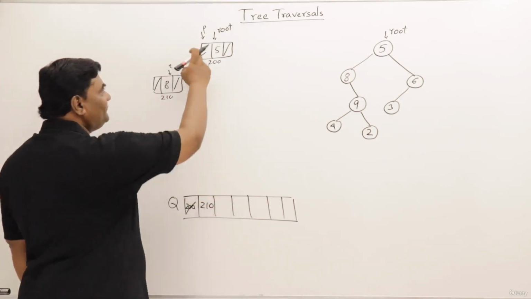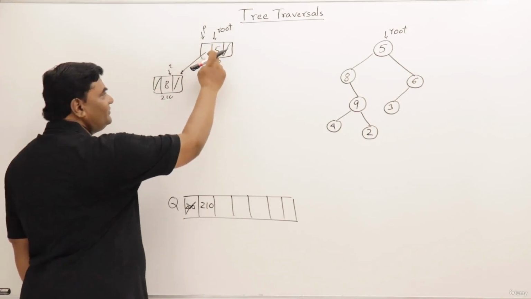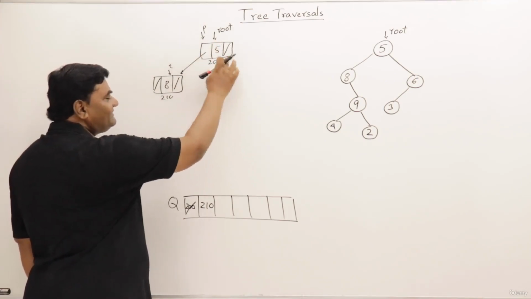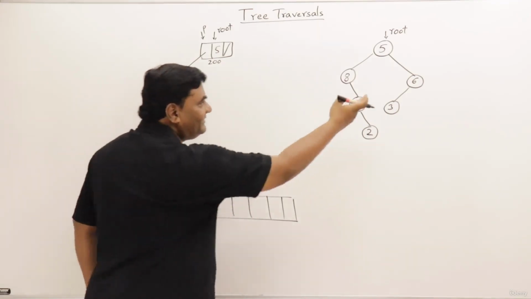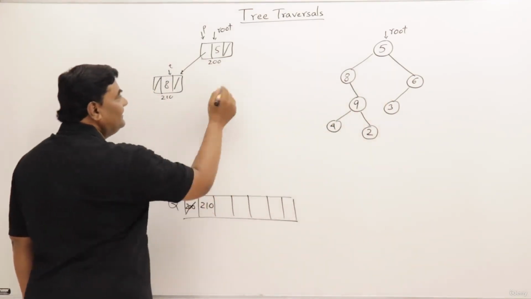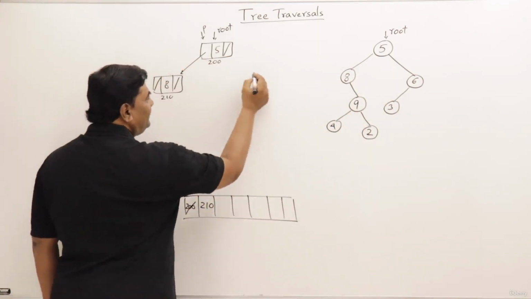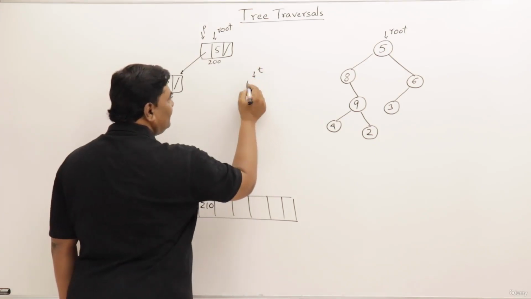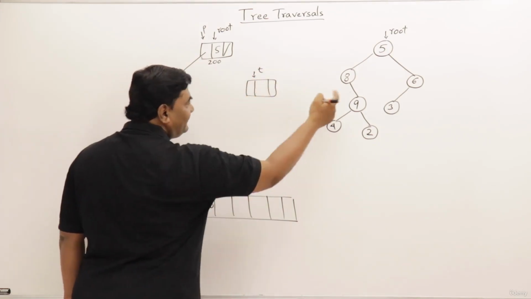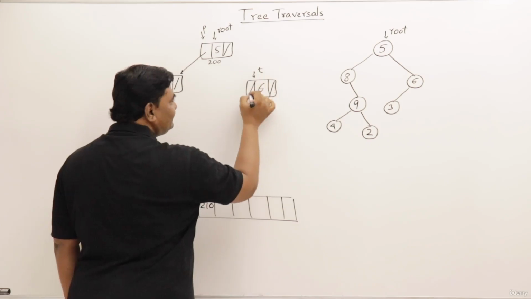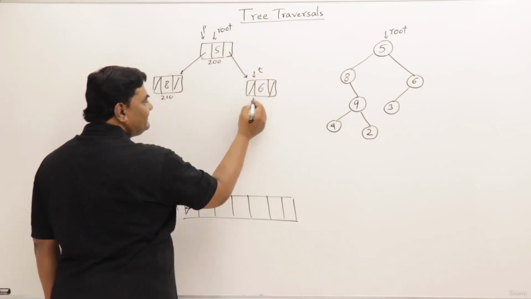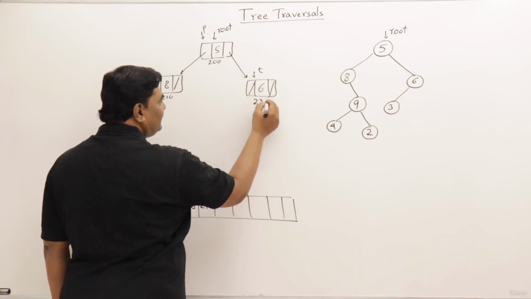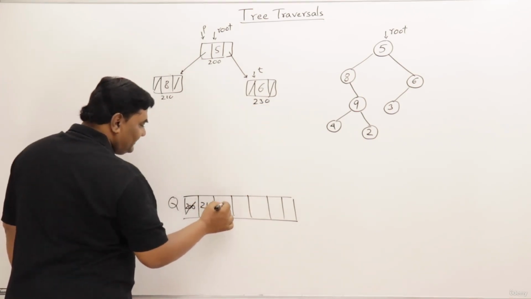Now next, for the same node p, having value 5, ask whether it is having a right child or not. Yes, it is having a right child, as per the tree that we want to create. So take the temporary pointer, create a new node and insert the value 6. Make these pointers null and make p's right point to this one. Suppose the address of this node is 230, then insert that address 230 in the queue.